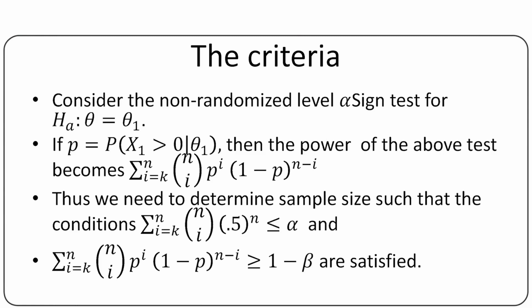Then, we need to determine sample size n such that the conditions summation i from K to n, n choose i, 0.5 to the power n less than or equal to alpha, and summation i from K to n, n choose i, p to the power i into (1 minus p) to the power n minus i greater than or equal to 1 minus beta are satisfied simultaneously. This is naturally a complicated problem as n and K are both integers and are to be determined simultaneously. Moreover, the solutions are not unique. In practice, we fix n and K satisfying the level alpha criterion, and find the pairs satisfying the power requirement.